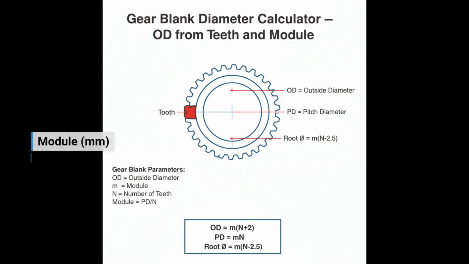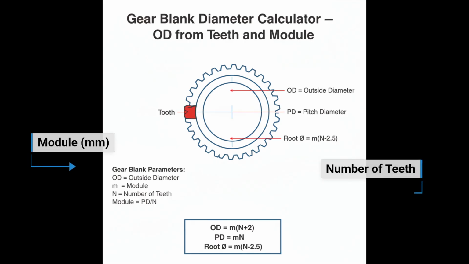Next, we enter the module in millimeters. This defines the size of each tooth relative to the pitch circle. Then we input the number of teeth, which must be at least 1 with no maximum limit.